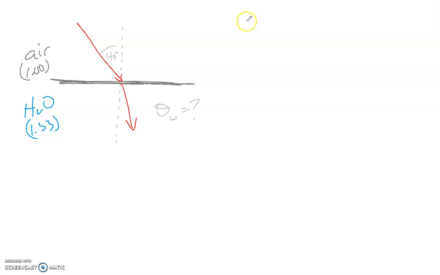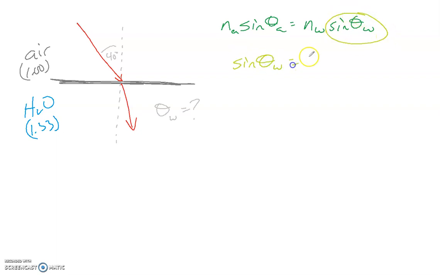So according to Snell's law, N for the air, sine theta for the air, is going to be N for the water, sine theta for the water. I know the index for air, I know the index for water, I have the angle for air. The only thing I don't have is this. So sine theta for the water is going to be N air sine theta air divided by N water, and we can solve for that. Now the only thing is, when you calculate this, it's going to give you sine theta, so you have to inverse sine it to actually get the angle. Okay, so we'll punch those values in, inverse sine it, and get the angle in the water.